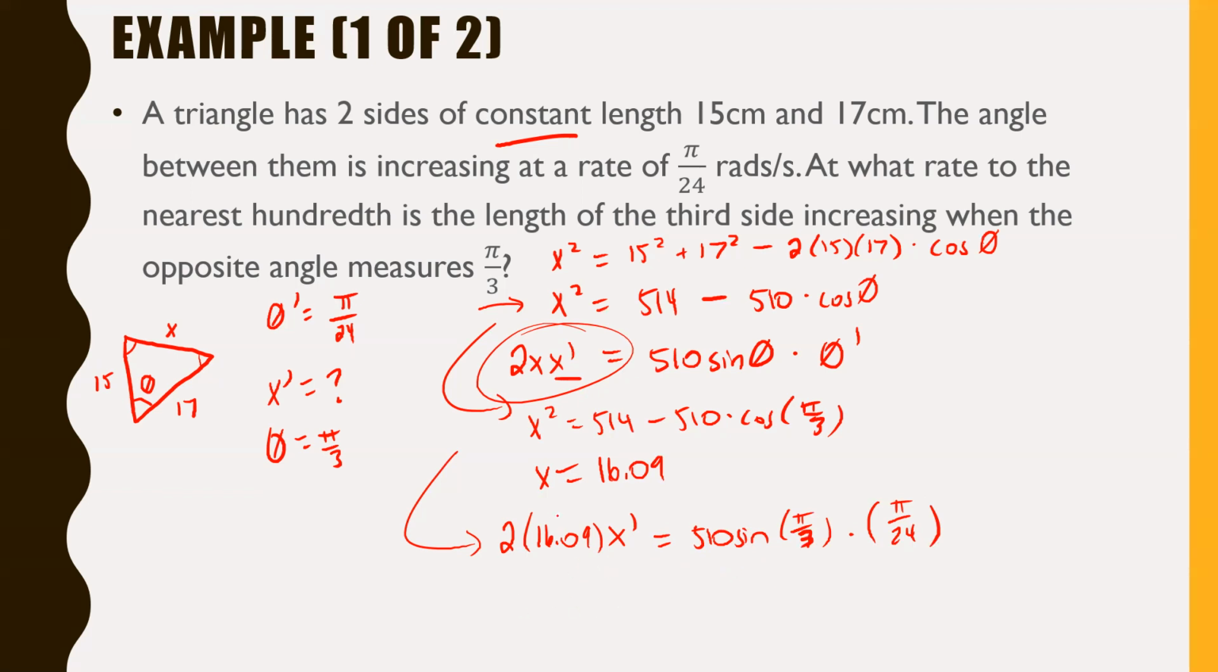Now what we do is evaluate the right-hand side, get a number for that, leave it in your calculator, divide by 2, and then divide by 16.09. So just rearrange this formula to get x prime all by itself. X prime is positive 1.80. Since this is a rate of change of a side length, and the side lengths were measured in centimeters, it's going to be centimeters per second.